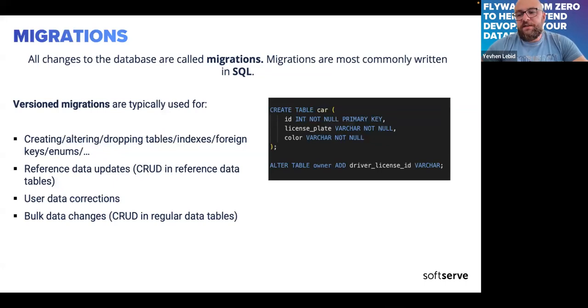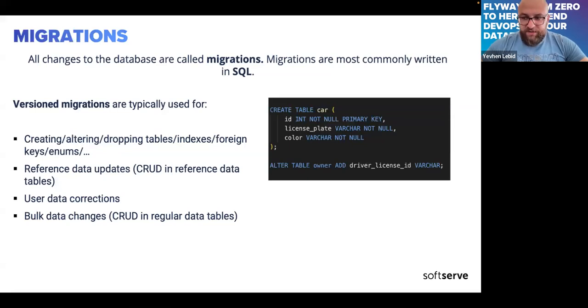Versioned migrations usually have a version, a description, and a checksum. We'll discuss this a little bit later. And this migration is typically used for creating, altering, dropping tables, maybe some reference data updates, user data correction, etc. And right now we can see an example of a versioned migration.